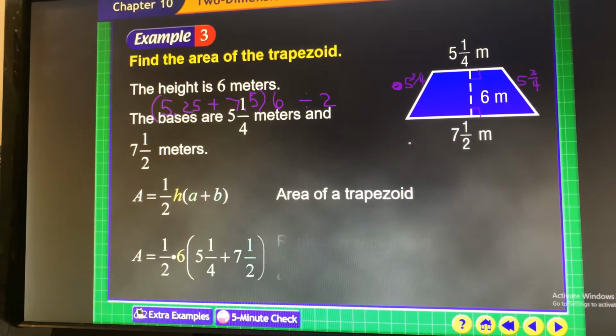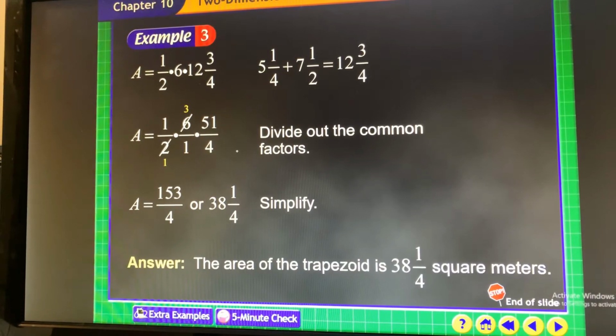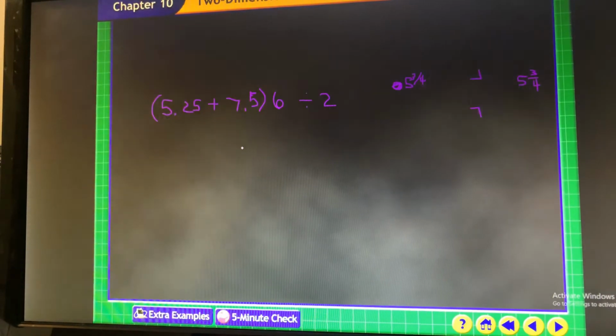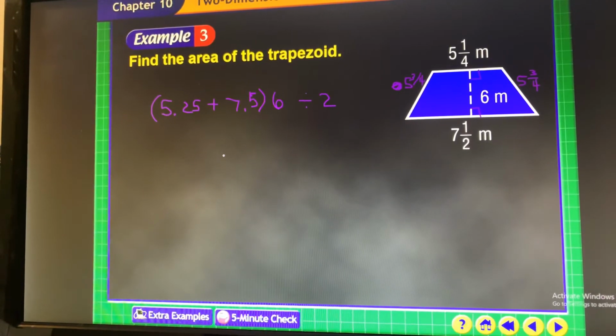Once you do that, you're going to get your answer of 38 1/4. So let's go back because that's a mess. Once you do this on your calculator, you're going to see that you get 38 1/4 meters squared.